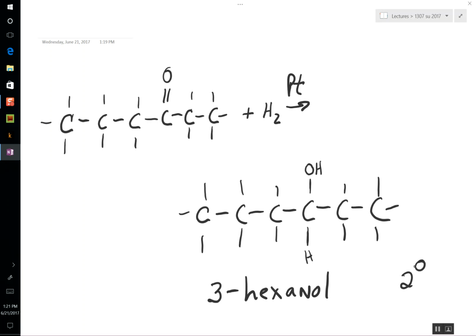Well, start over on the right. Okay, start at the end closest to it. 1, 2, 3. 1, 2, 3. Yep. So don't just start on the left. Start on whatever end is closest to the OH.